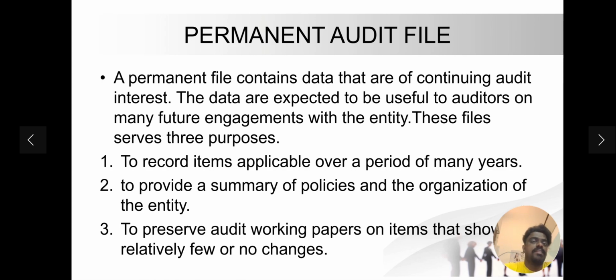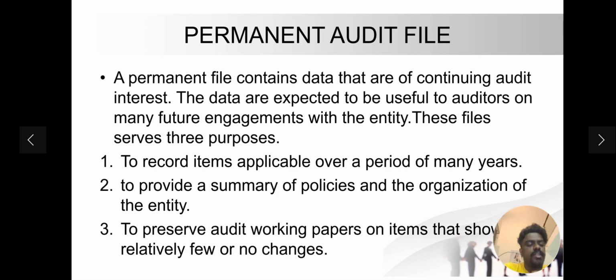A permanent file contains data that are of continuing audit interest. The data are expected to be useful to auditors on many future engagements with the entity. These files serve three purposes. The first one is to record items applicable over a period of many years. The second one is to provide a summary of policies and the organization of the entity. And the third one is to preserve audit working papers on items that show relatively few or no changes.